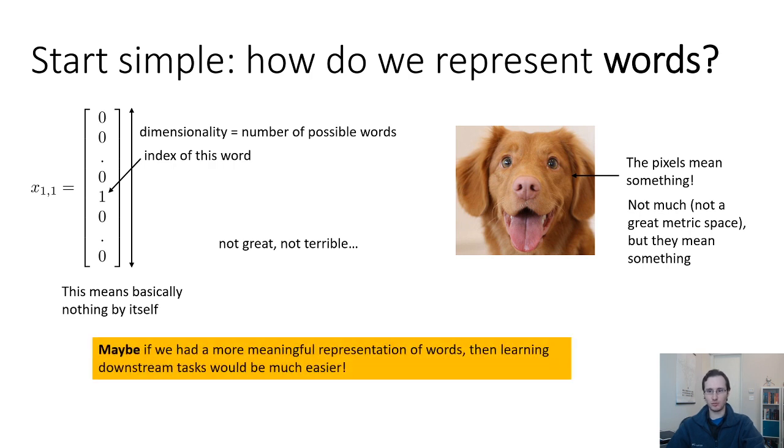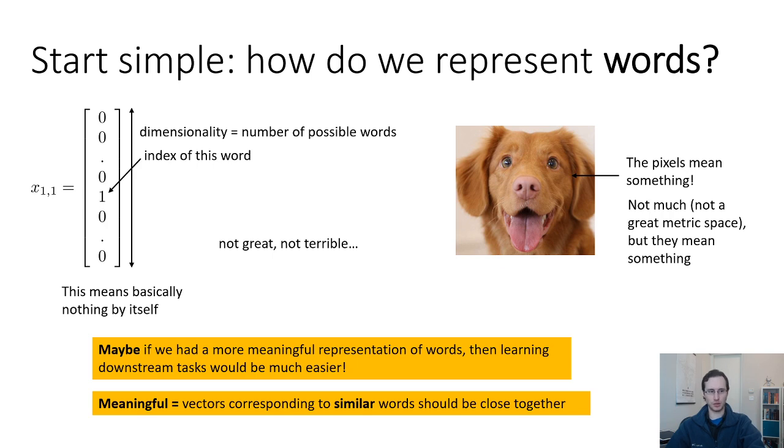So maybe if we had a more meaningful representation of words, then learning downstream tasks would be much easier. We're going for something fairly modest here. We just want a representation of words that is better than these one-hot vectors. Ideally, a representation where words that are similar in terms of, let's say, Euclidean distance or dot product under that representation are going to mean somewhat similar things.